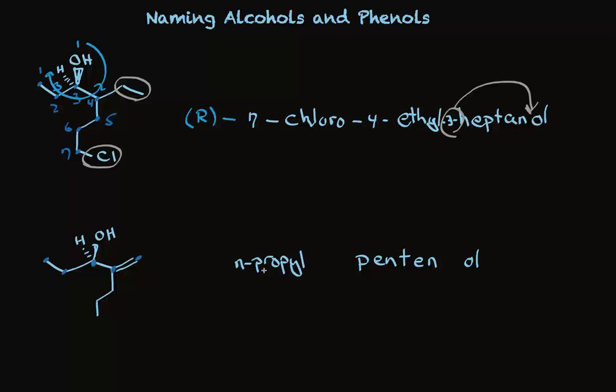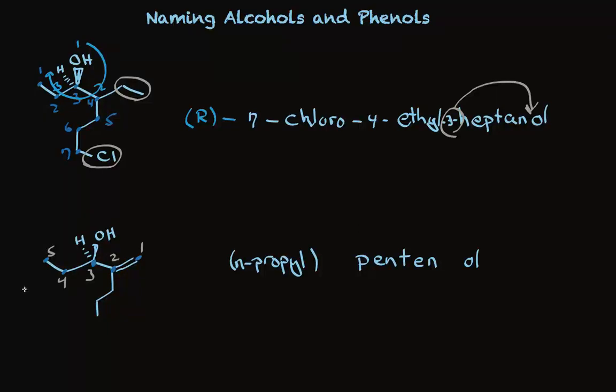Because it's got its own dash, we have to put a parenthesis in front of this thing. And now we'll need to number the chain, which we can do from the end that's closest to the highest priority functional group, 1, 2, 3, 1, 2, 3. They're identical, but this is closer to the next one. So we're going to call this 1, 2, 3, 4, 5.